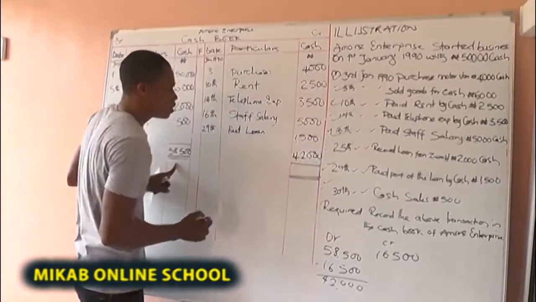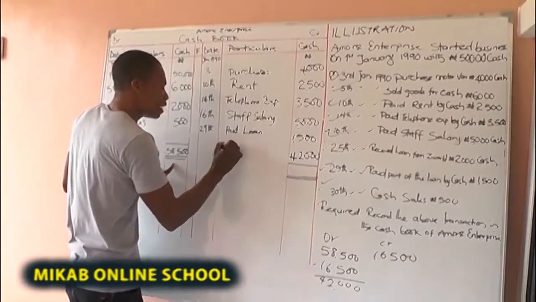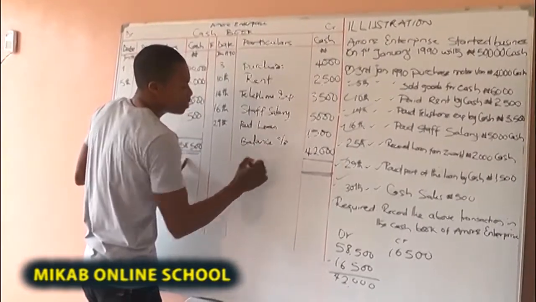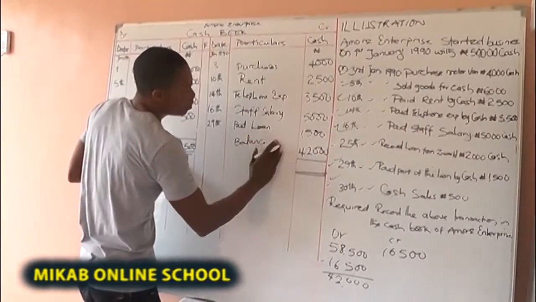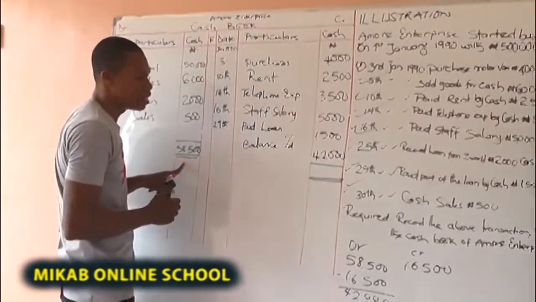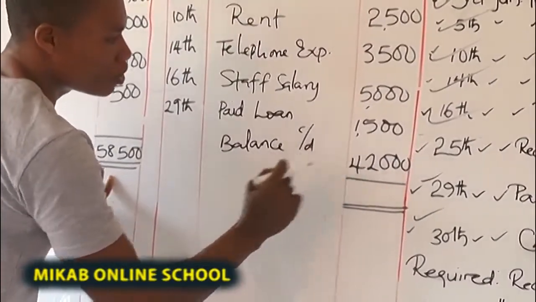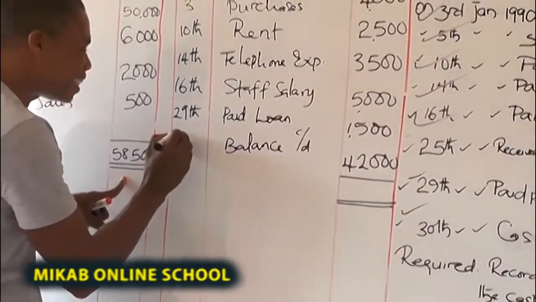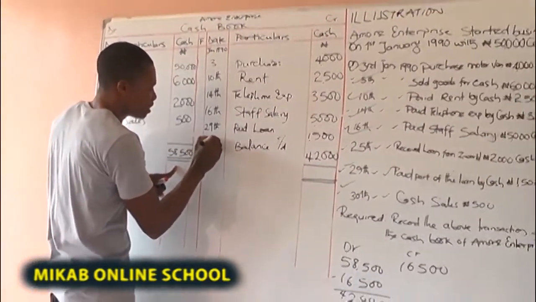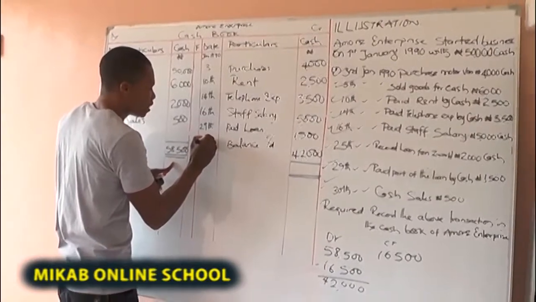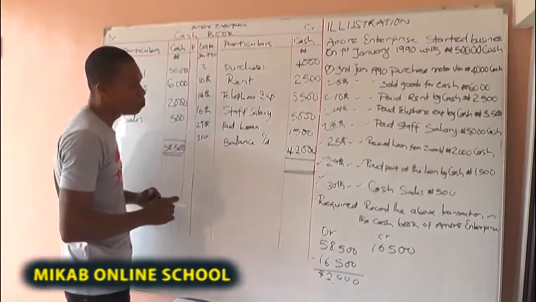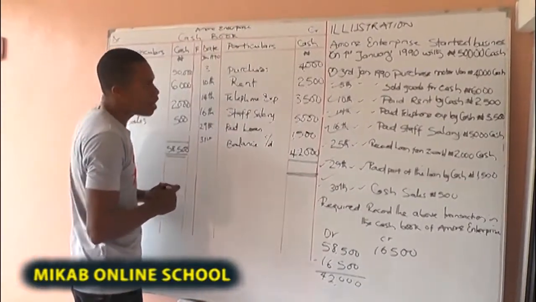Then we call the difference balance carried down. Please take note. Look at the way I write it: balance carried down, like this. The balance carried down is 42,000 naira at the end of the month, which is on the 31st of January 1990. The balance that we are carrying down will be 42,000 naira.